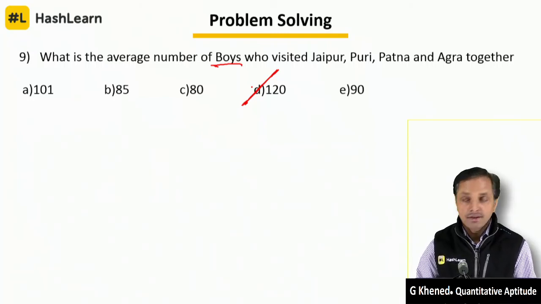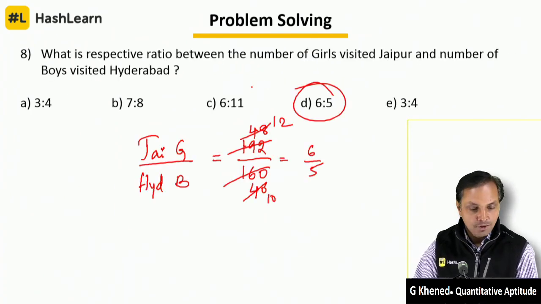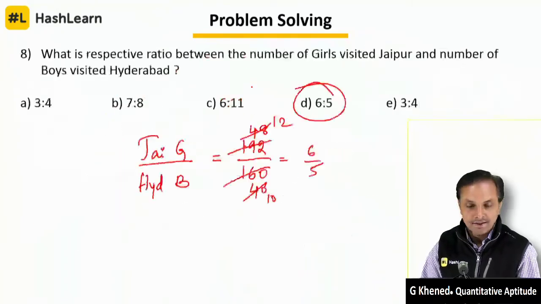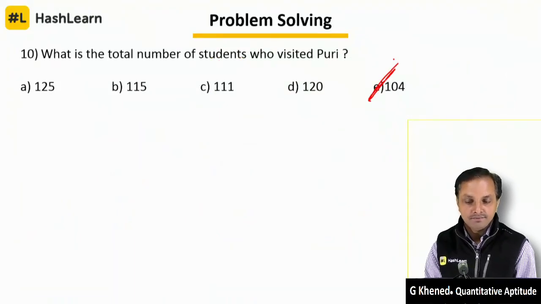That is the average. Let us go to the next one. The total number of students who visited Puri. So Puri is here. So 96 plus 8. So 96 plus 8 is 104 students.